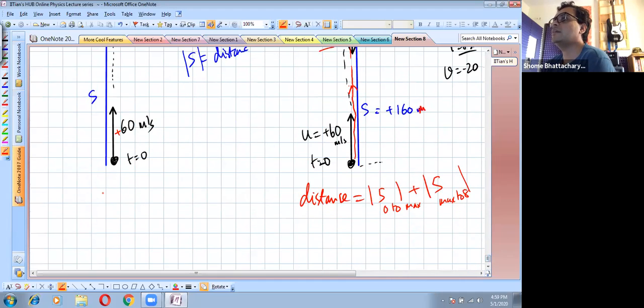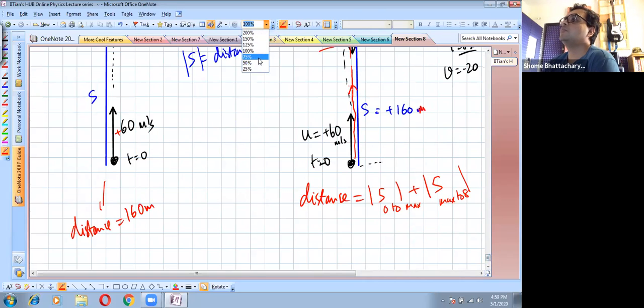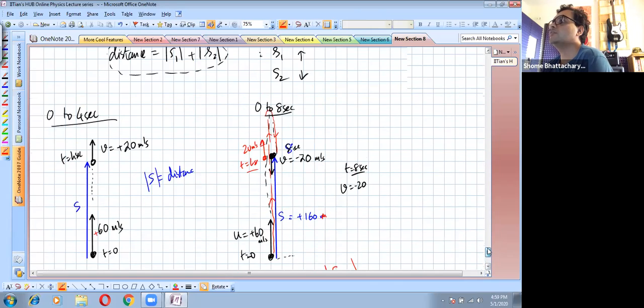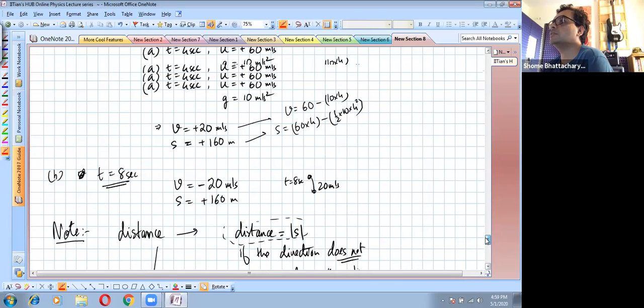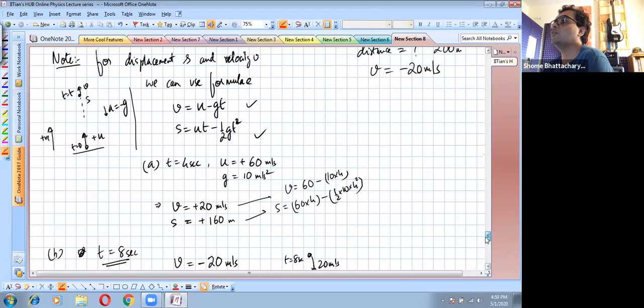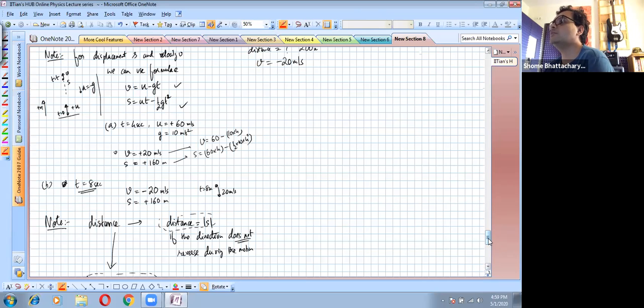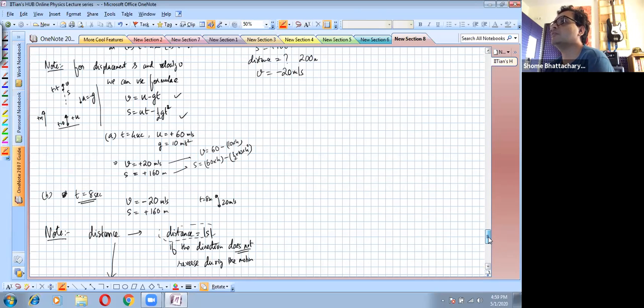Whereas in the first case I can write the distance traveled as also 160 meters. So I'm just minimizing this for a bit of time so that you can understand the comparison of these two things. First of all, you understand these points over here. For displacement and velocity, we can directly use these formulae. There's no problem in using the formula. But when it comes to distance, that is where one has to be careful.